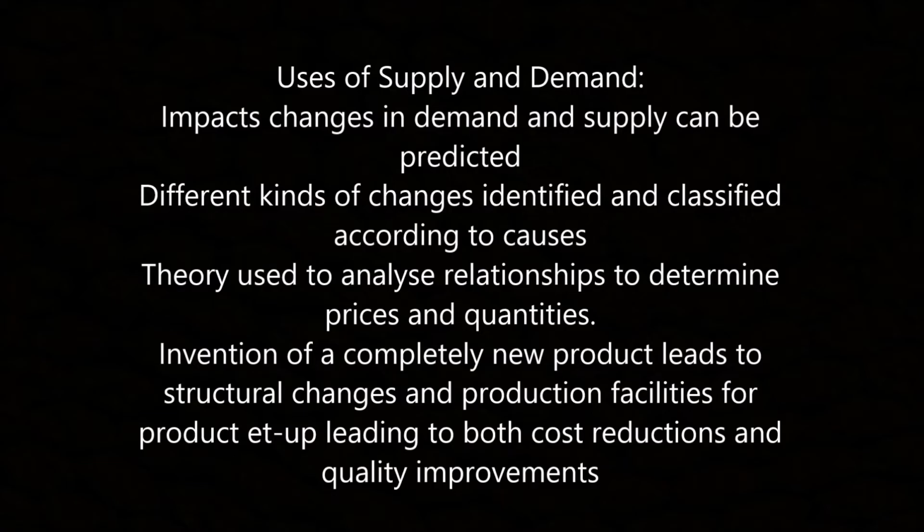Usage of supply and demand. The impact of changes in demand and supply can be predicted. Different kinds of changes are identified and classified according to causes, and the theory is used to analyse relationships to determine prices and quantities. An invention of a completely new product leads to structural changes in production facilities for a product setup, leading to both cost reduction and quality improvements.